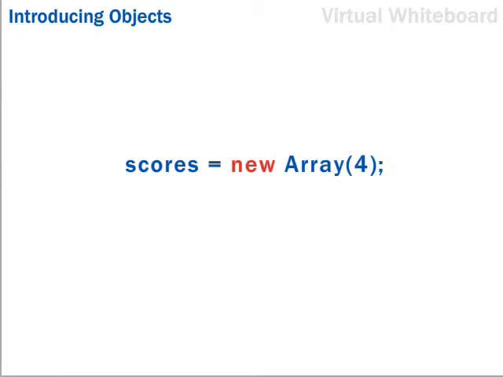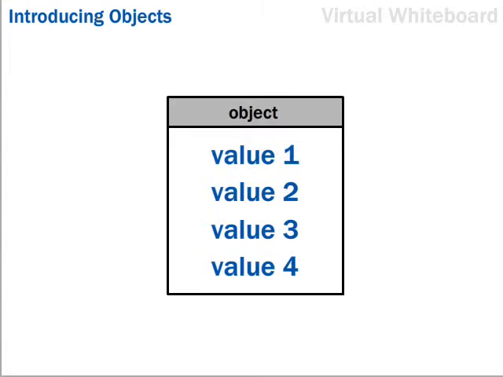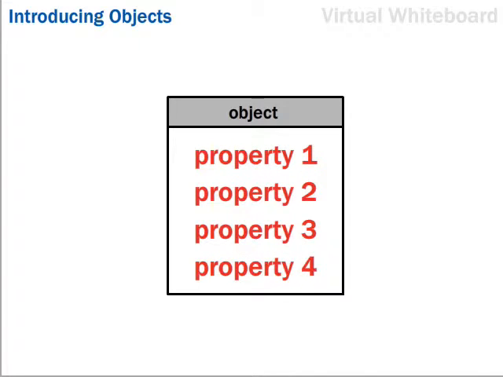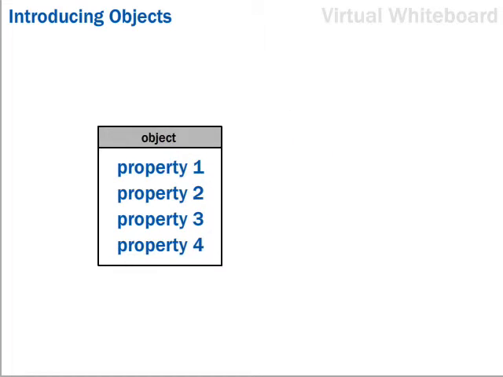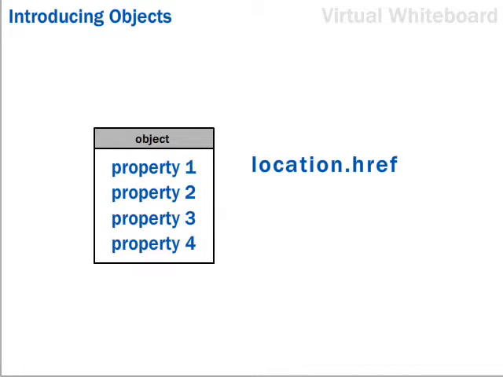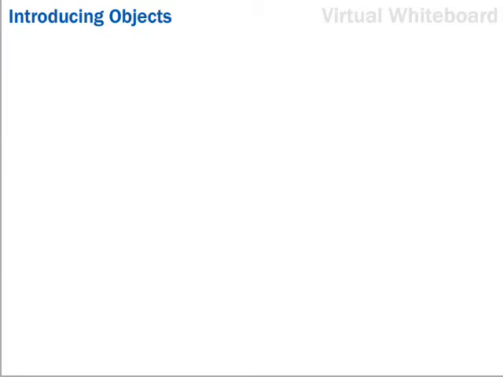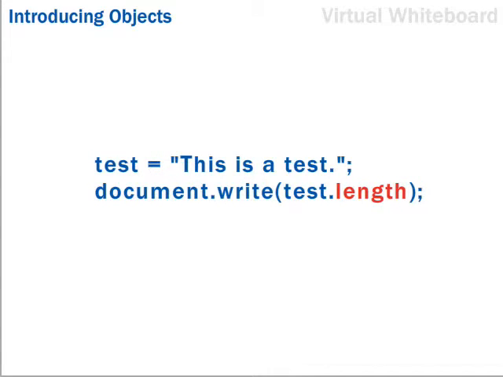The new keyword tells the JavaScript interpreter to use a function, in this case the built-in array function, to create an object. Each object has one or more properties, essentially variables that will be stored within the object. For example, the location.href property gives you the URL of the current document. The href property is one of the properties of the location object in the DOM. Another example is the length property of string objects as shown in this example.